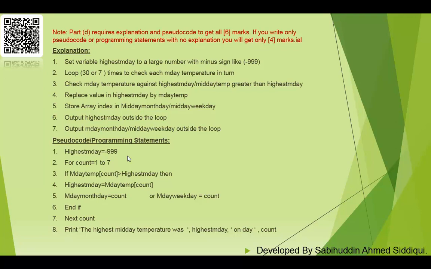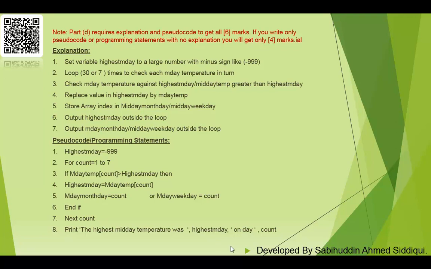Then end if, next count, then you are in a position to print the output. Print the highest midday temperature was highest midday on day count. So in this way you can easily define this. Normally, if you have noticed, we have not discussed that you have to take input, but here you are just analyzing this without input. You have to just tell the condition that this condition can be fixed here. So now this is the part D which you knew about.